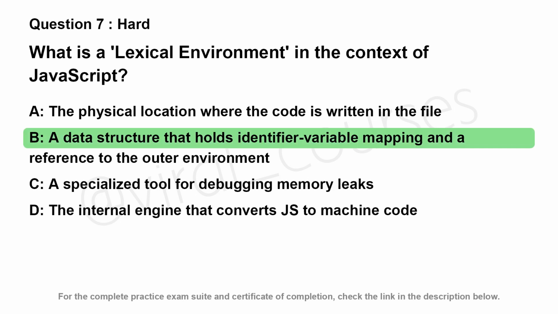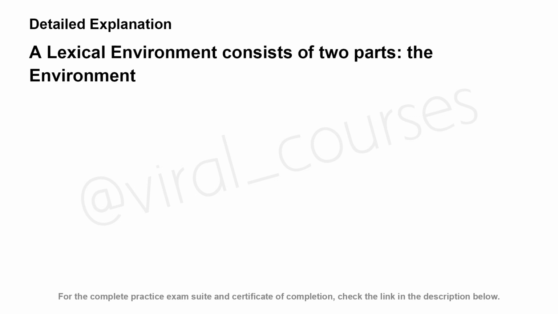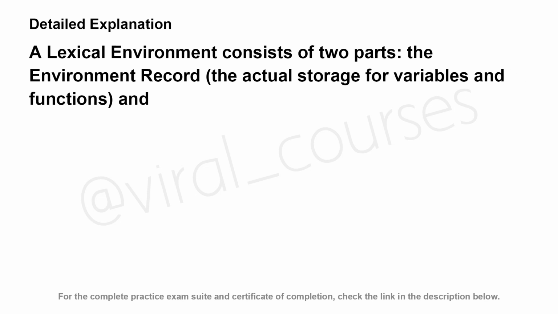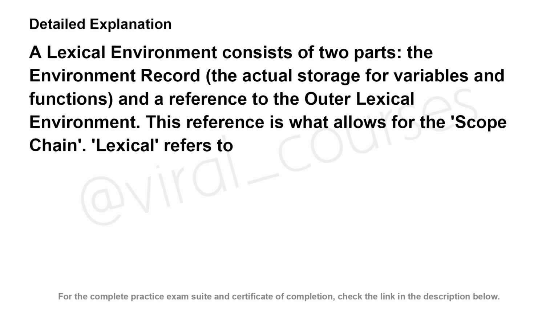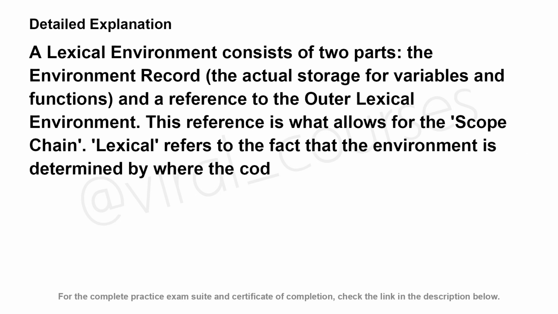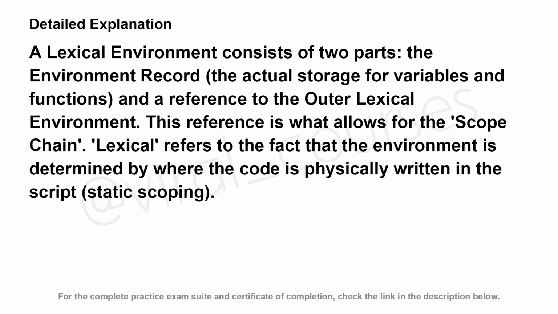The correct answer is B. A lexical environment consists of two parts: the environment record, the actual storage for variables and functions, and a reference to the outer lexical environment. This reference is what allows for the scope chain. Lexical refers to the fact that the environment is determined by where the code is physically written in the script. Static scoping.